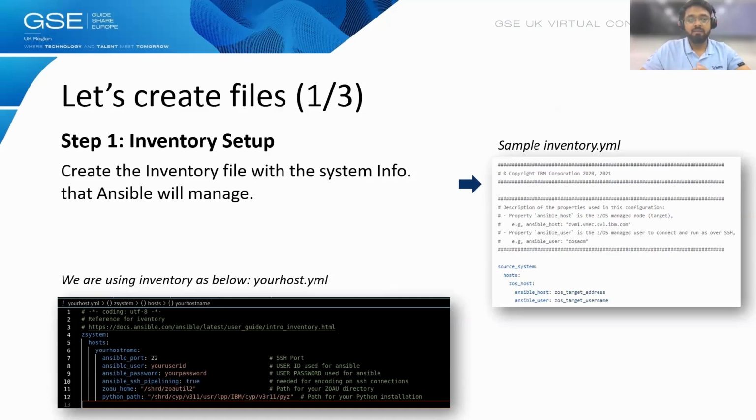And then how it should be created. So there are sample inventories available. I will have that link at the end of this session. But I can see that there is a sample inventory provided here, and what it has is basically the source system, and then the host and the host information with host name and the username. So in our case, I have this inventory named as your host.yml.